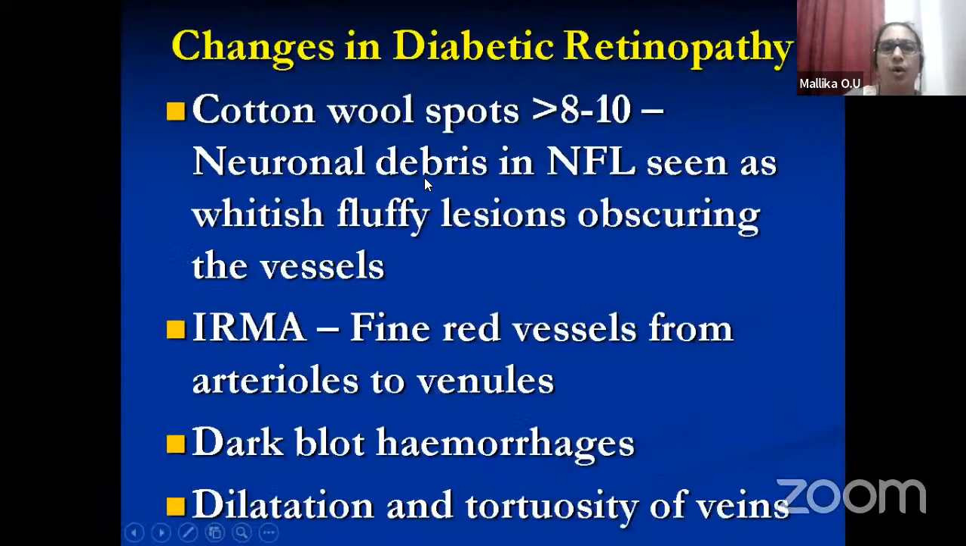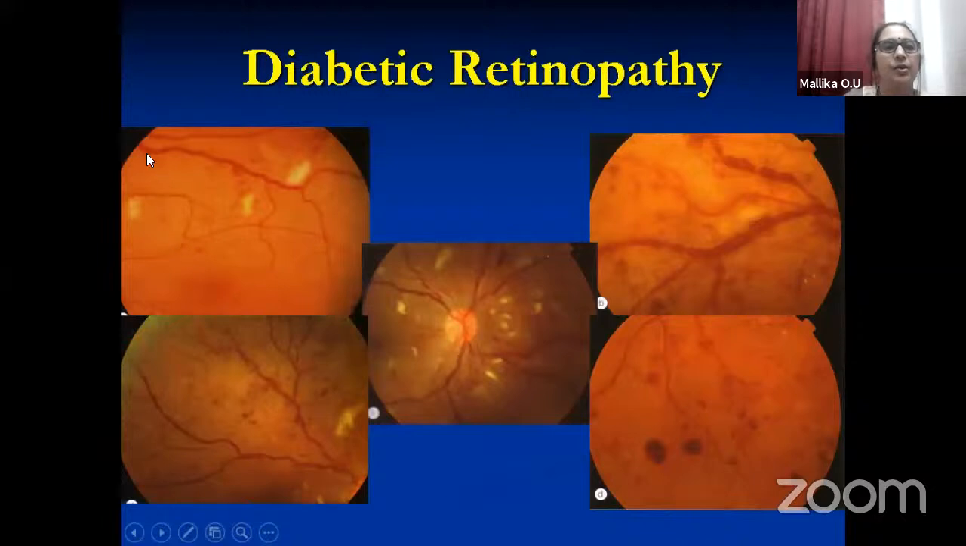And another thing is cotton wool spots, intraretinal microvascular abnormalities, dilatation and tortuosity of the veins. So in this picture, you can see the retinal veins appear as bead-like, which is very clear in this picture. So this is called venous beading. That is, the veins appear as beads. You can see this is soft exudates. These are dark blot hemorrhages.